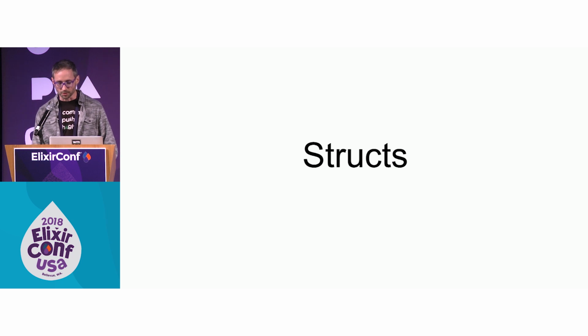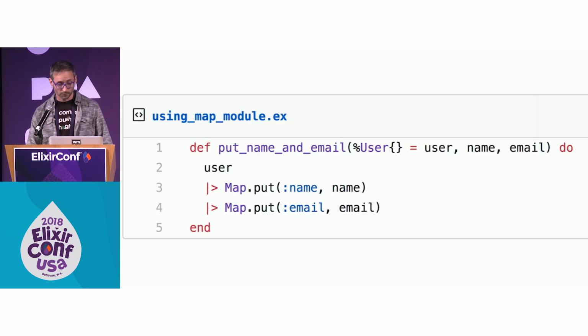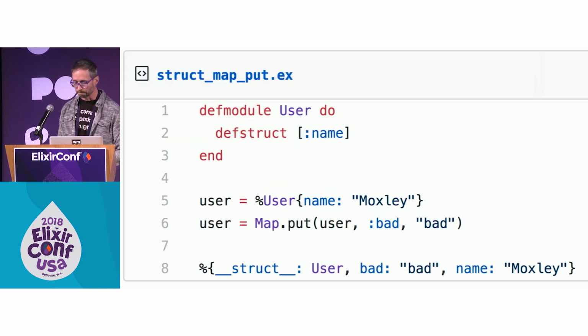Next, I want to talk about structs. We've got a function here, and it takes a user struct and then a name and an email. And what this does is put the value of the name and the email into the struct. And in here, we're using Map.put to do that, which is how you normally put values onto a map. But a struct is a special kind of map.